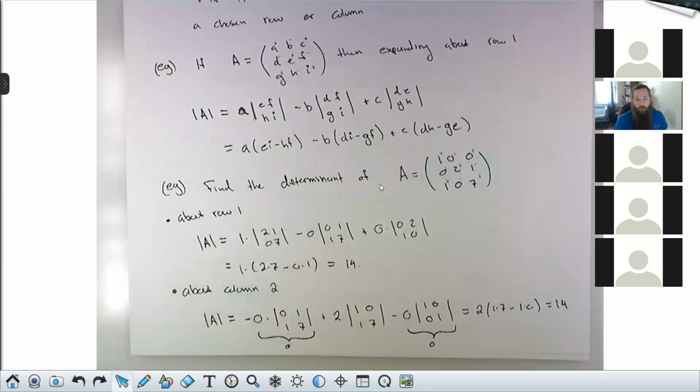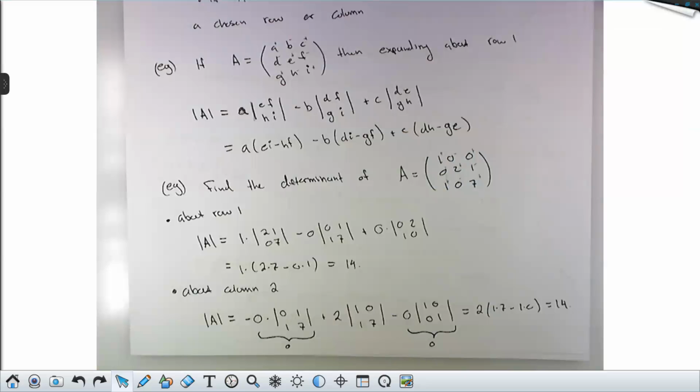So that's one of the cool things, you can go about a row or a column. So here we came down column 2, taking this number times the matrix you get when you cover up this row and this column with the appropriate sign. So when I cover up row 1, column 2, that leaves 0, 1, 1, 7. When I cover up row 2, column 2, that leaves 1, 0, 1, 7 again. And then when I cover up row 3, column 2, what's left over is 1, 0, 0, 1.